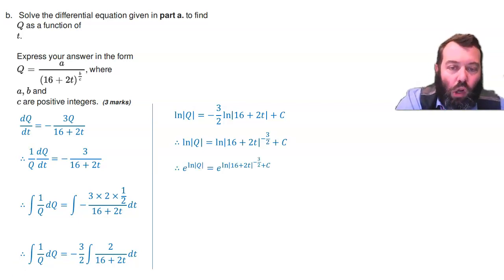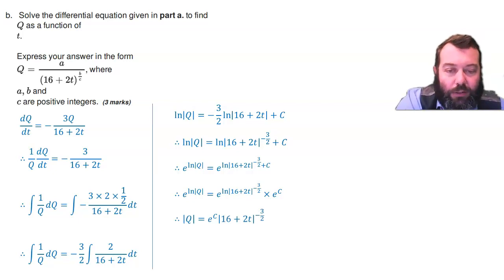And of course, e to the power of log q is just the absolute value of q. Well, what happened there? I changed that plus c to a multiplication by e to the c, so I broke that up, so that I can now say the absolute value of q is e to the power of c, multiplied by 16 plus 2t to the power of negative 3 over 2. Now, if I say a equals plus or minus e to the c, we've done that many times, and instead of having a negative power, how about I get rid of that negative in the exponent and turn this into a fraction? So I get q, not absolute value anymore because we've got plus or minus e to the c equals a. Q equals a over 16 plus 2t to the power of 3 over 2.